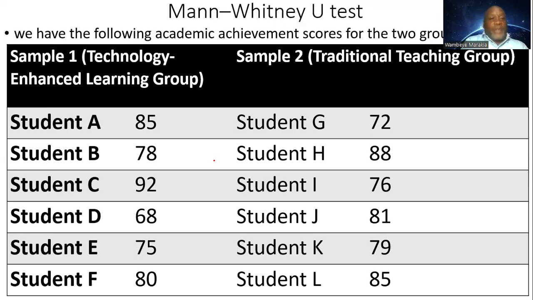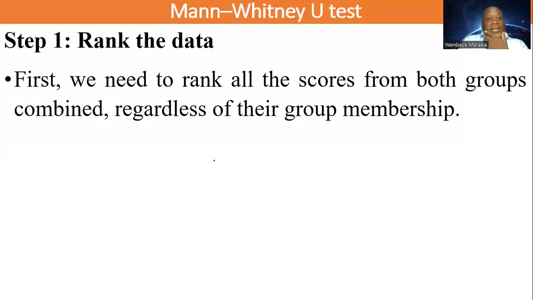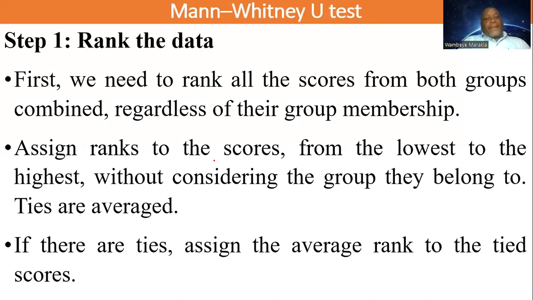Now we will combine group one, the group that used technology enhanced learning, and the other group, sample two, that used the traditional method. We combine both of them and rank these scores irrespective of their group. If there is a tie in the ranking, assign the average rank to the tied scores. I will repeat that point again: if there are ties, assign the average rank to the tied scores. Let us perform this example and see what I'm referring to.